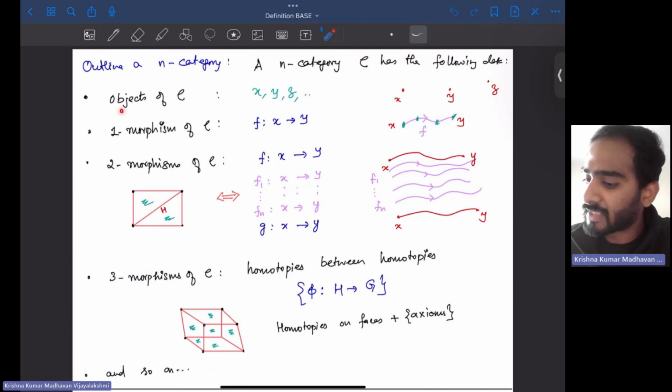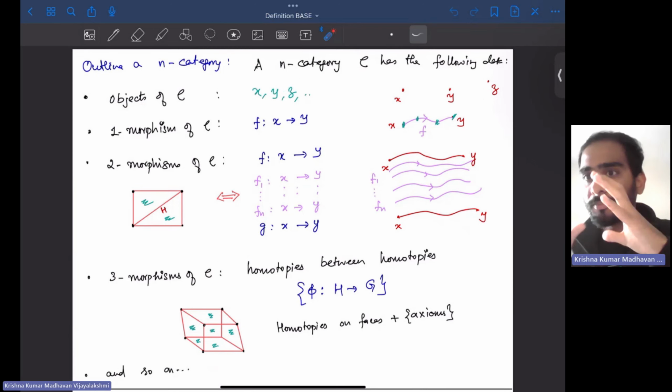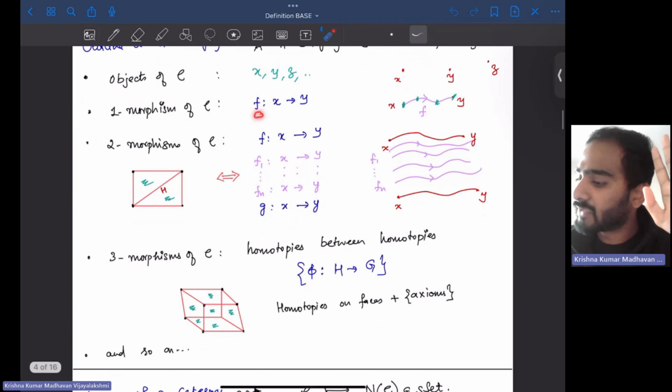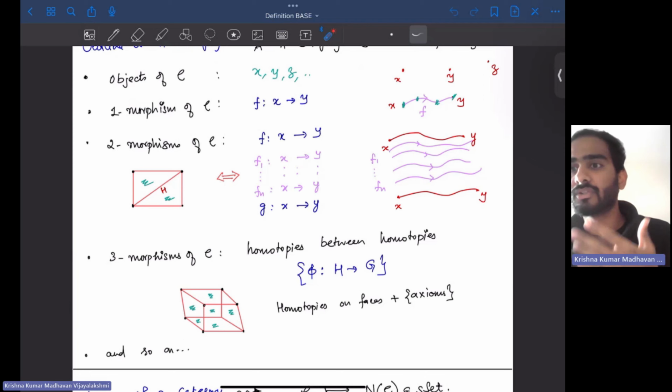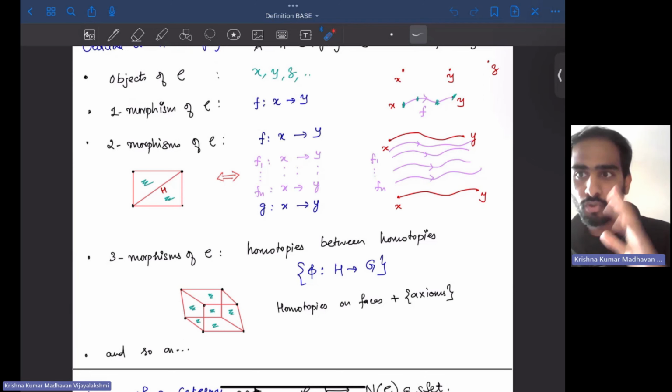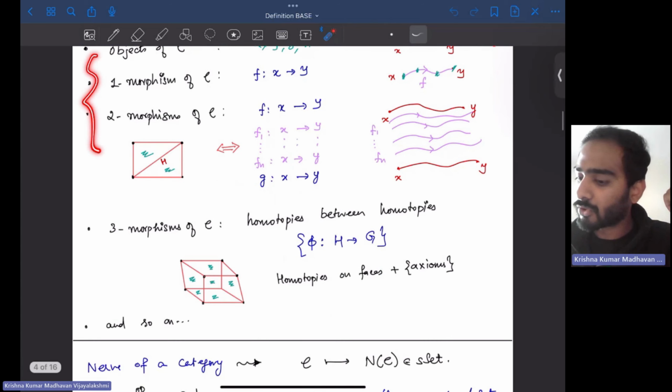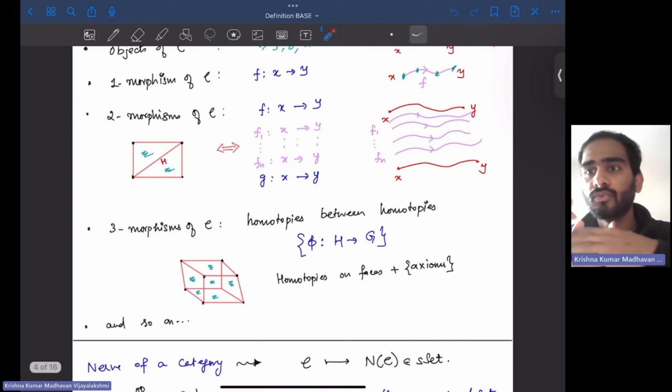So it has an object, which is just X, Y, and Z. And then between objects, there are maps. This part we're already familiar with, like basic set theory. And then between maps, we have maps between them. This is called the two morphisms. In other words, it's a homotopy data between two given maps. This also might be familiar to people who are exposed to topology.